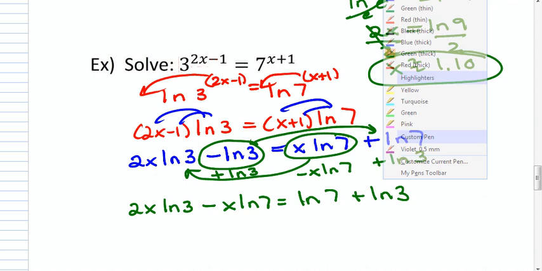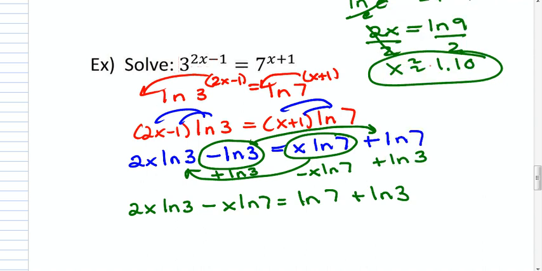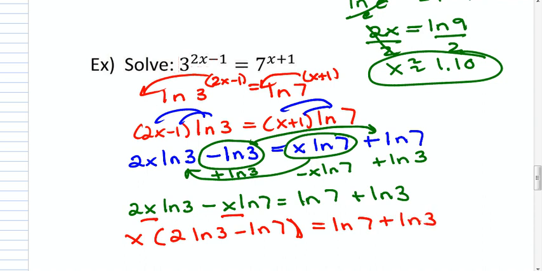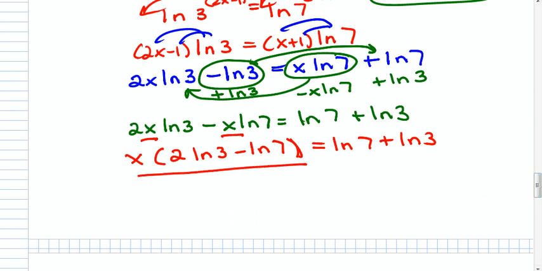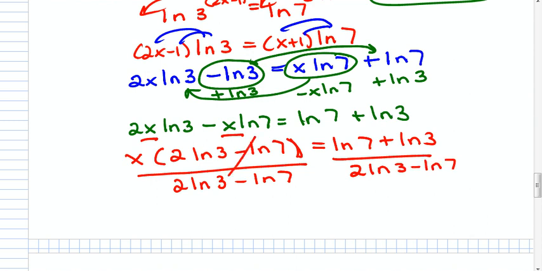Now at least we have x's on one side and everything else on the other. So now, notice there's an x here and an x there. So what we're going to do is factor out that x. And then, to get the x by itself, we can divide. And notice, now we have x equals this, and we can type it in our calculator. Now this would be an exact answer.